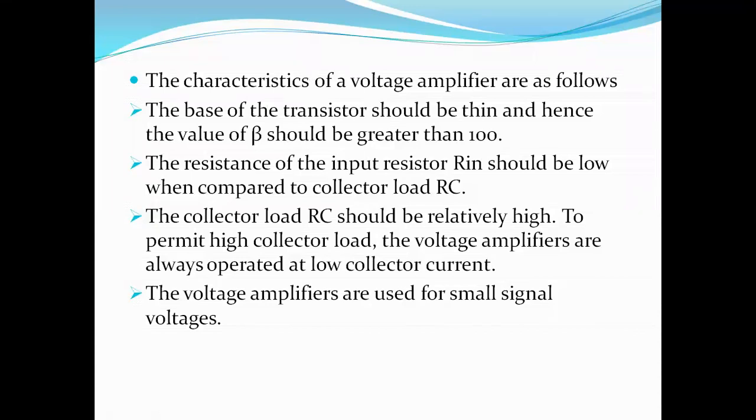If you take some voltage amplifier, in that amplifier we are using a normal transistor, and the base of that transistor should be very thin. And the value of beta is approximately 100 or greater than 100. Next, the input resistance, Rin, should also be low when compared to the collector resistance, RC. And third, the collector resistance RC should be relatively high.